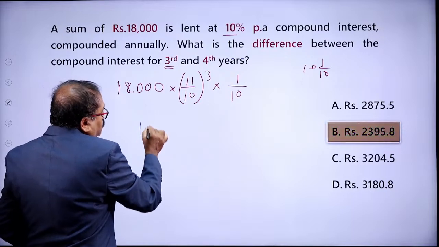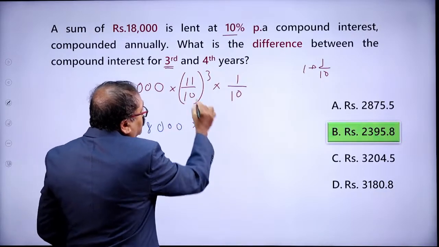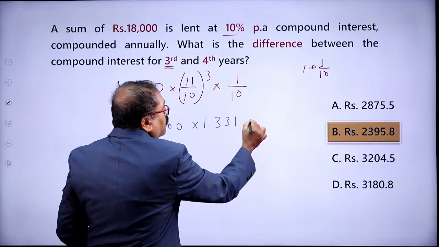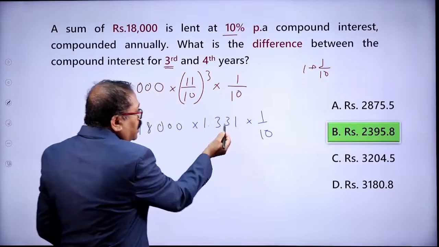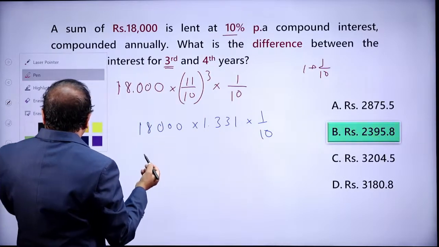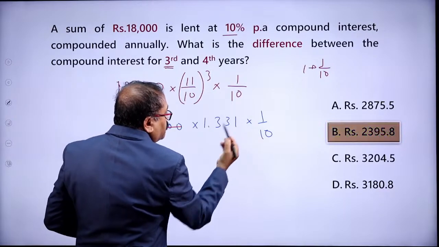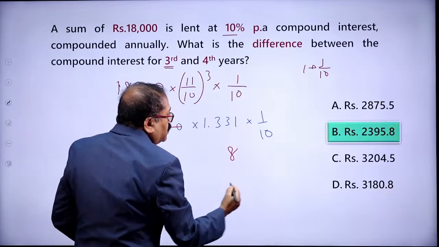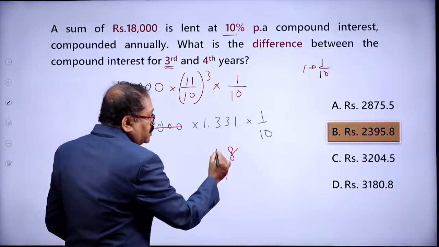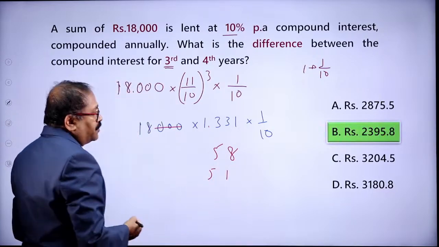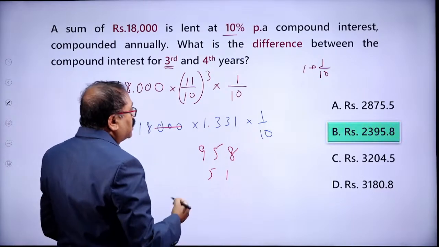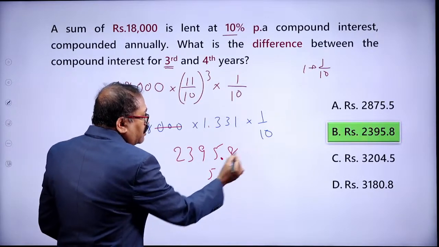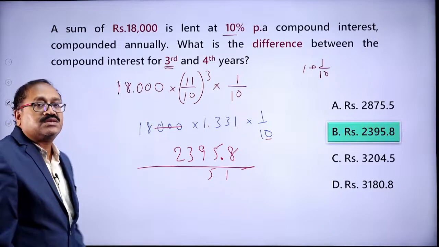Now, let's go with the calculation part. Here I know this is 18,000 and here it is 1331 divided by 1000, which is 1.331, into 1 by 10. Here 3 zeros are there, so cancel these 3 zeros, and after the decimal 3 digits are there, they will be eliminated. So multiply: 18 1 is 18, carry 1; 18 3 is 54 plus 1 is 55, carry 5; 18 3 is 54 plus 5 is 59, carry 5; 18 1 is 18 plus 5 is 23. The decimal will come over here because of the 10, so this should be your answer.